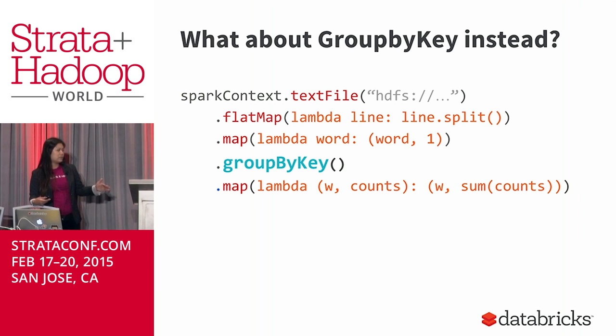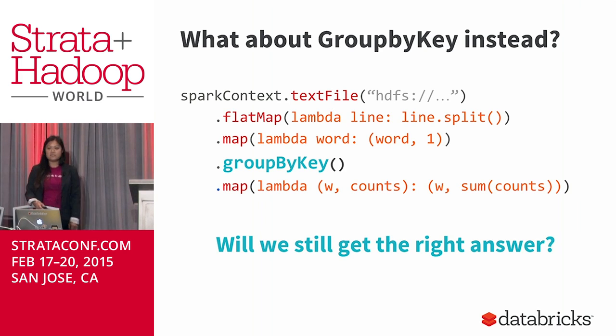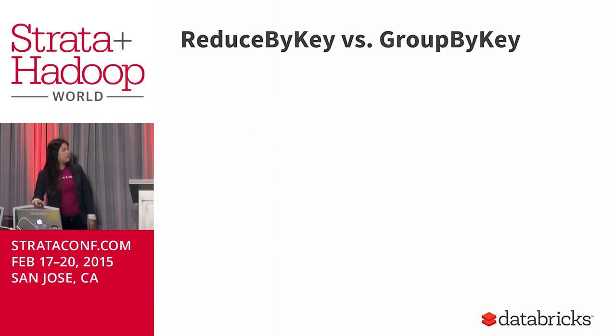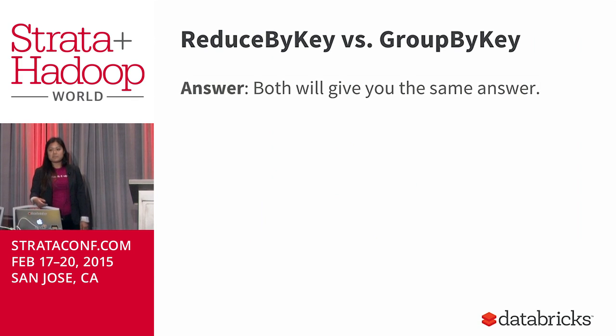And what we're going to do is just return a pair with the word and the sum of all the counts in that array. So my question is, will we still get the right answer? The answer is yes, you'll absolutely get the right answer when you use ReduceByKey or GroupByKey.